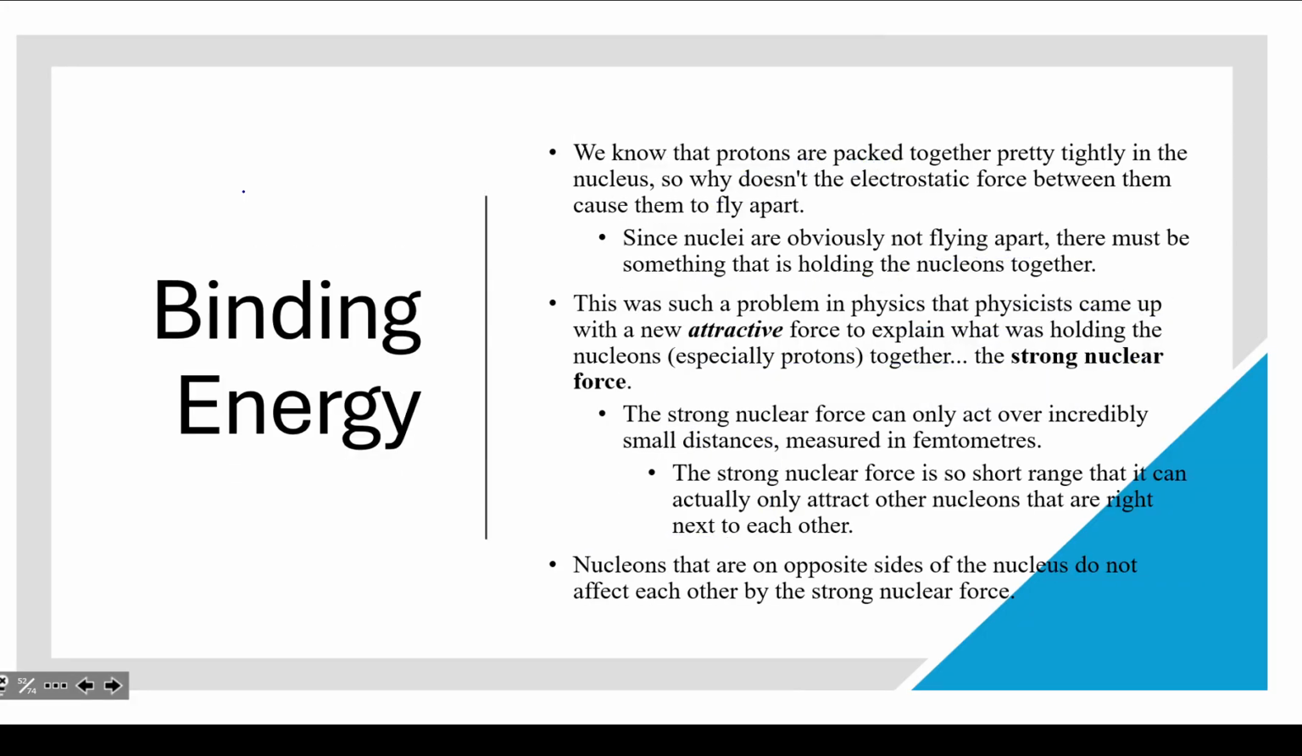Oh, went the wrong direction. We're going to use this in this talk about binding energy. So this is going to be the energy that gets released in these nuclear reactions.